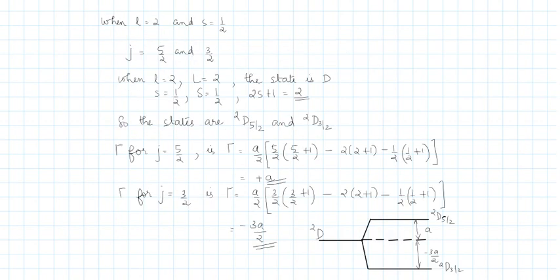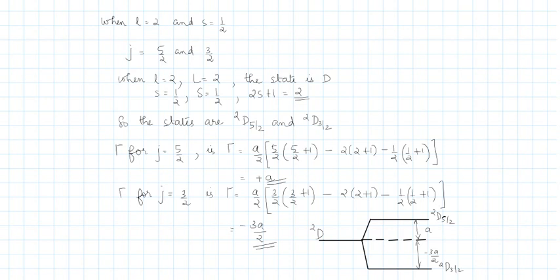To make it more clear, let us take the case of L equal to 2 and S equal to half. J can take values 5 by 2 and 3 by 2. Now, when we say capital L equal to 2, the state is capital D, and 2S plus 1 is always 2. So, two states are possible with two different J values, 2D 3 by 2 and 2D 5 by 2.